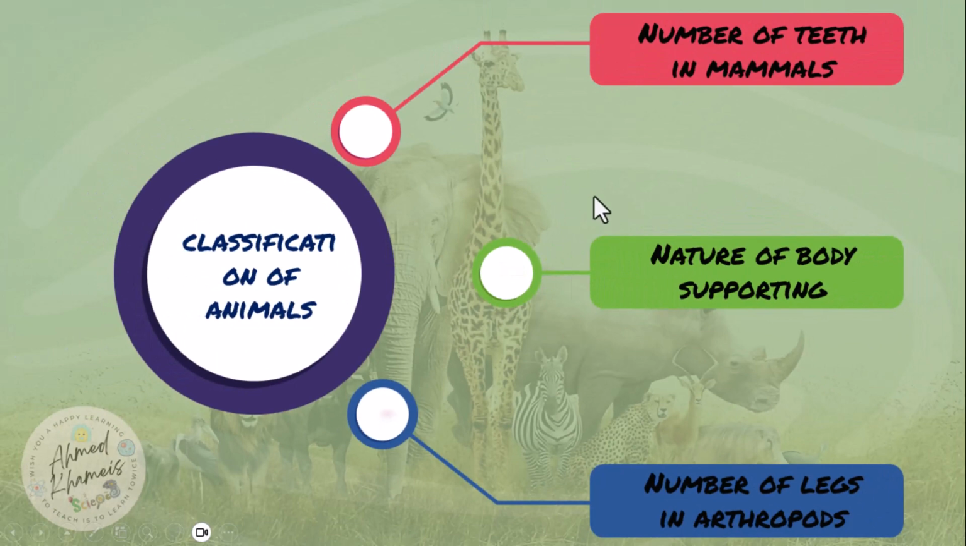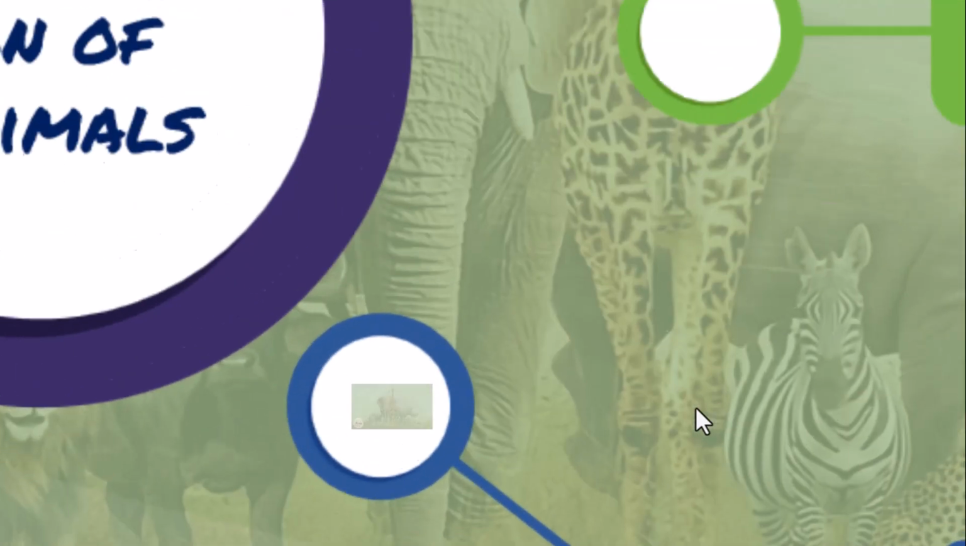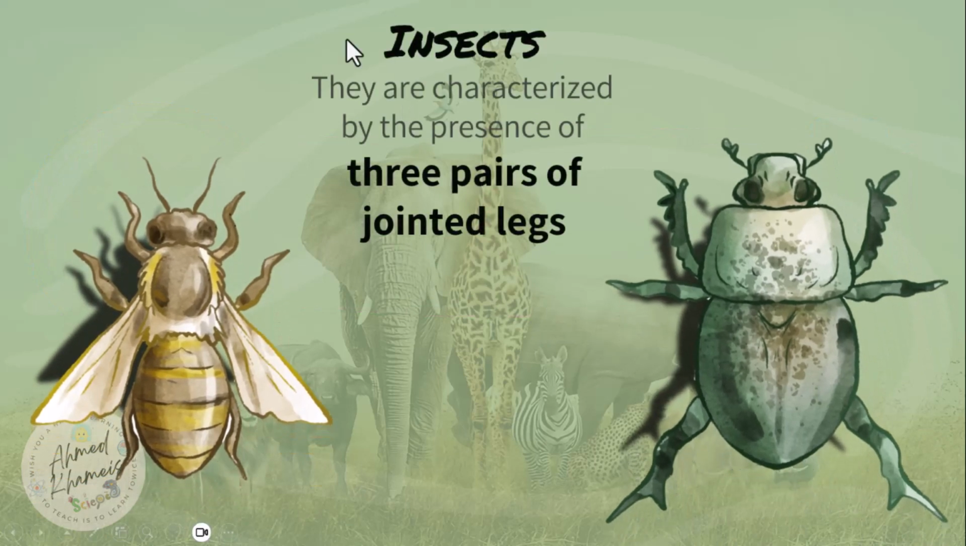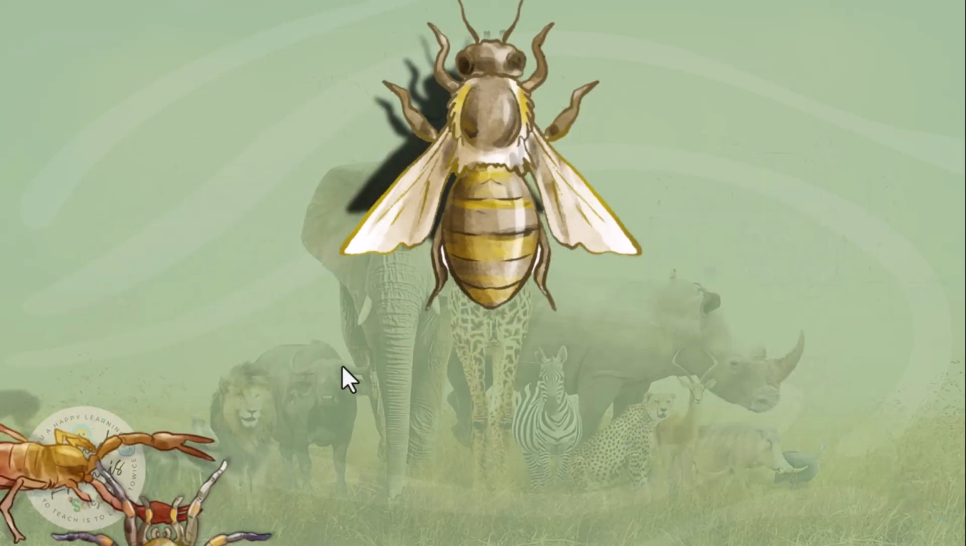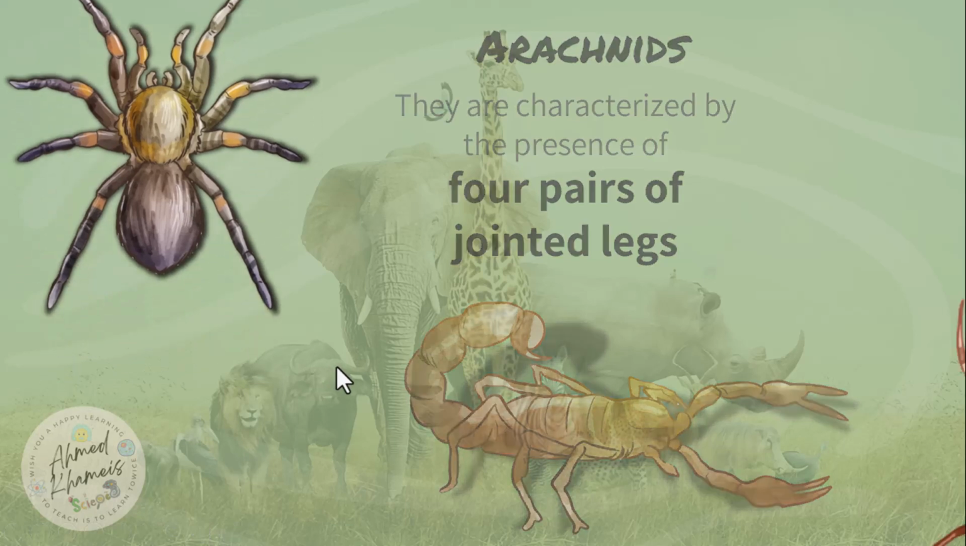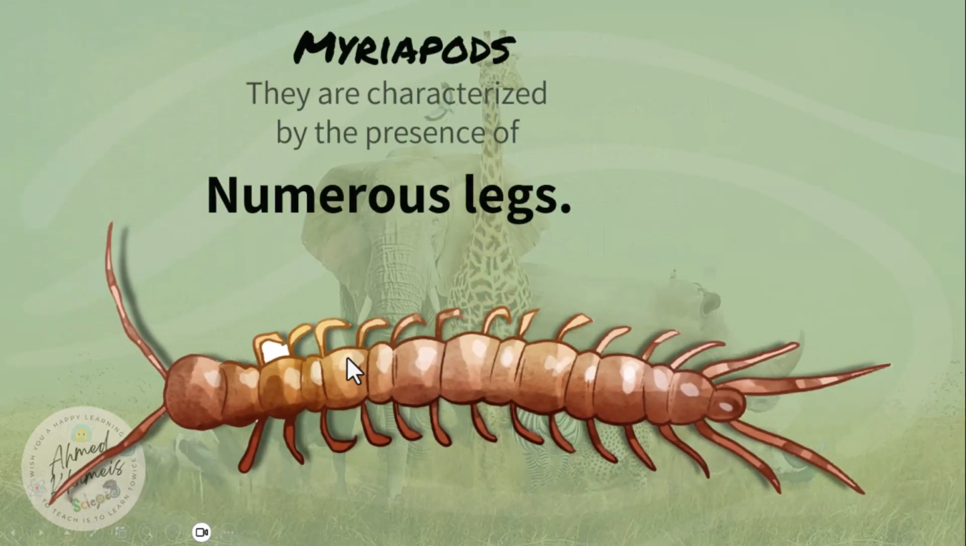Second, the number of legs in the arthropods. The arthropods are invertebrate animals that are characterized by the presence of jointed legs. First, insects. They have 3 pairs of jointed legs: first pair, second pair, and the third pair. We have arachnids. They are characterized by 4 pairs of jointed legs: 1, 2, 3, and 4. And then we have myriapods. They are characterized by, as you see, numerous legs.